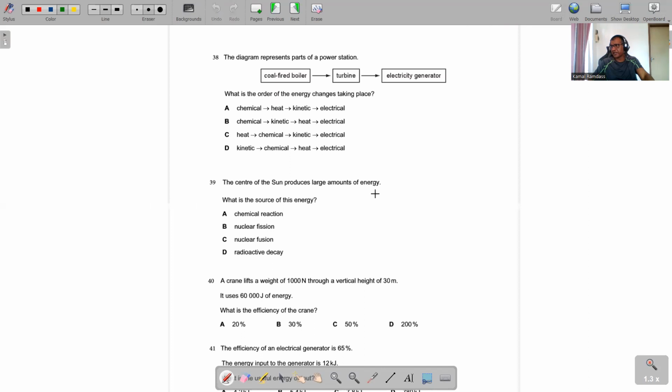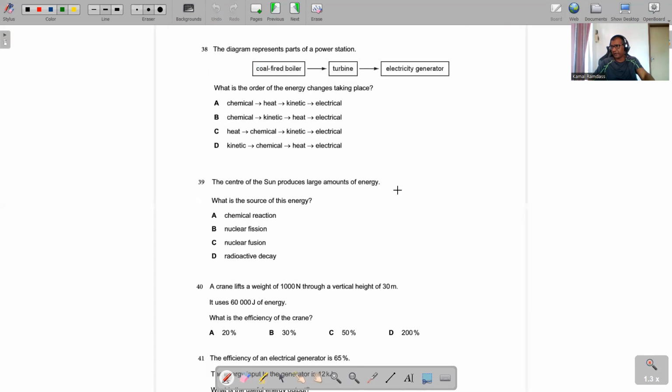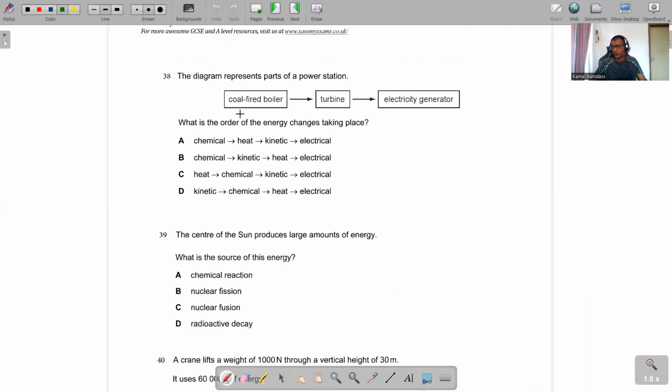The diagram represents parts of a power station: coal-fired boiler, OK? We burn coal, at the same time we light the coal, OK? At the same time, there is noise, both. To turbine, to electrical generator. Which is the order of the energy changes that take place? Chemical, to heat, to kinetic, to electrical. That's good. Chemical to kinetic, no, no, no. Chemical to heat, to kinetic. Heat to chemical, no. Kinetic.